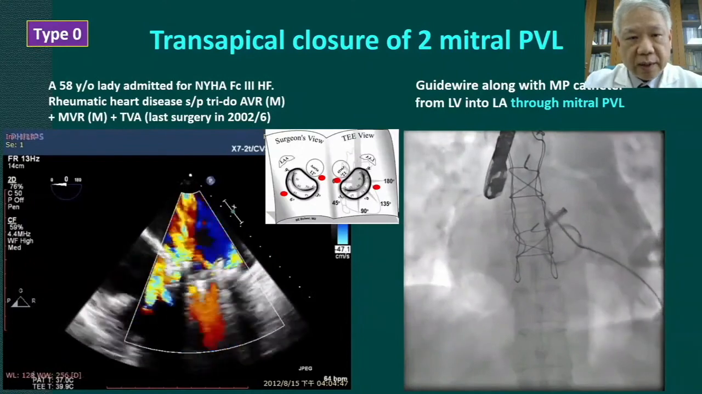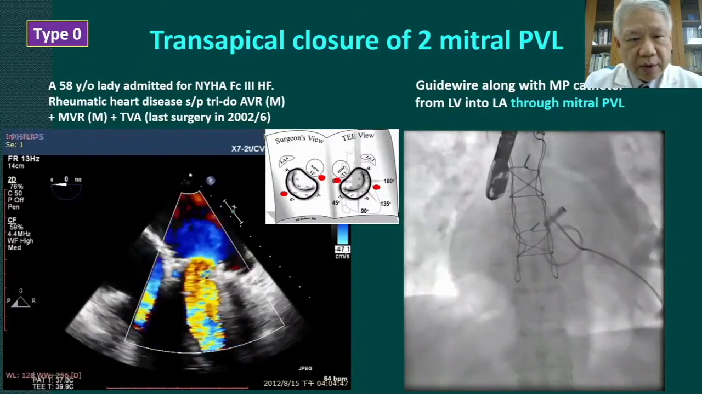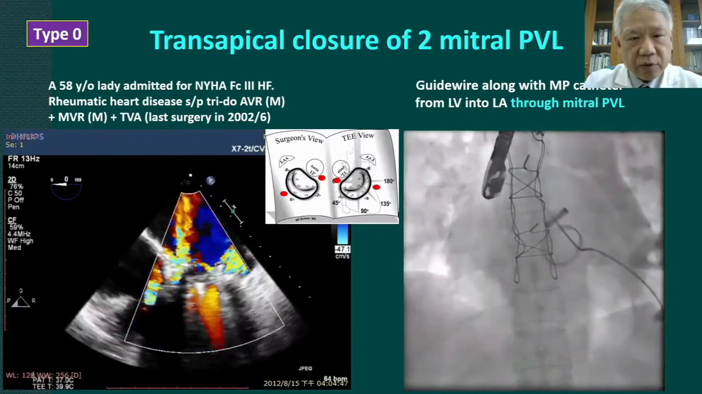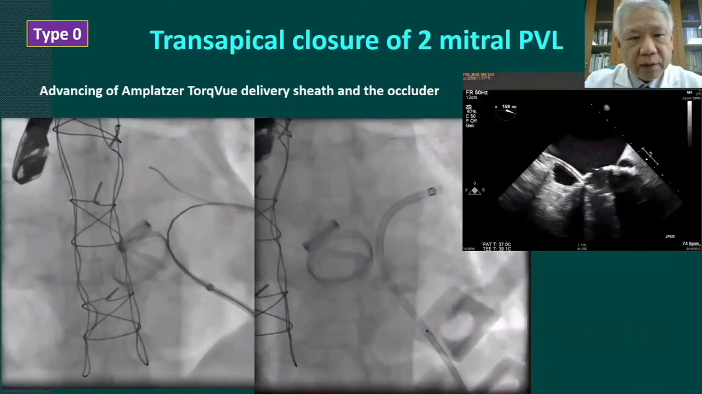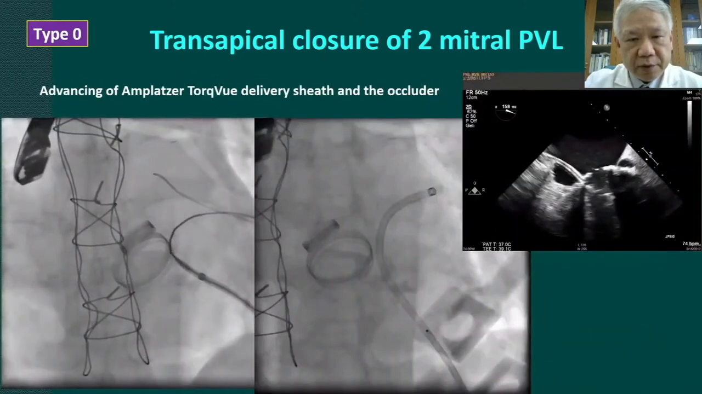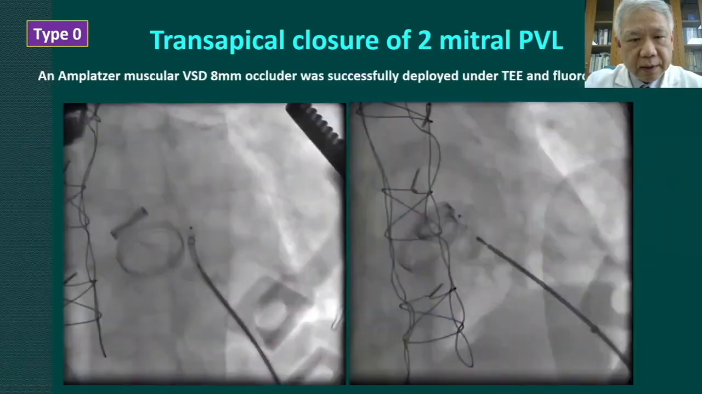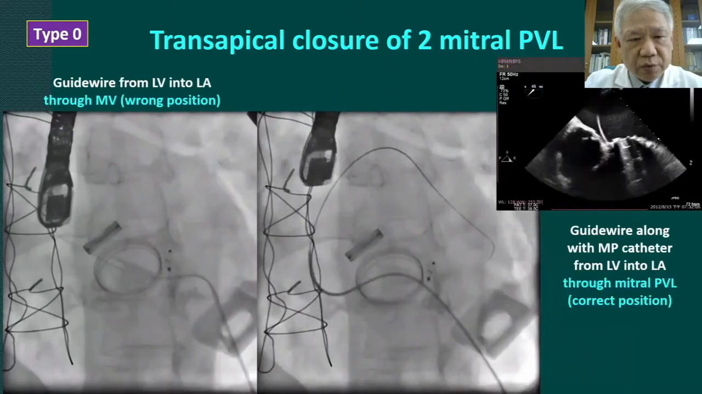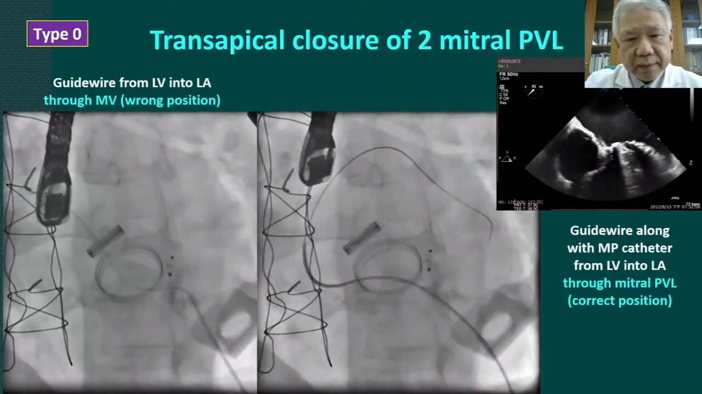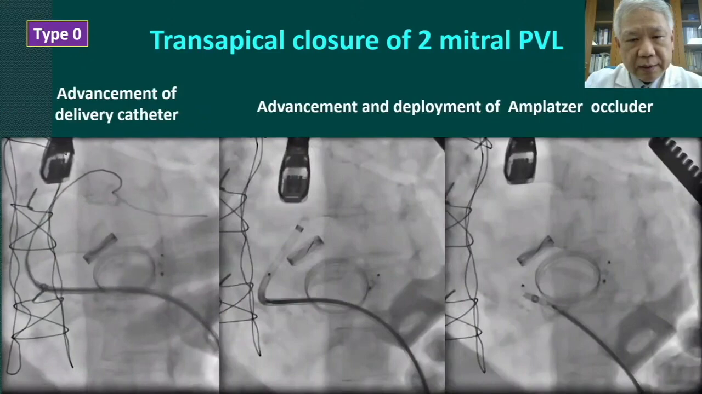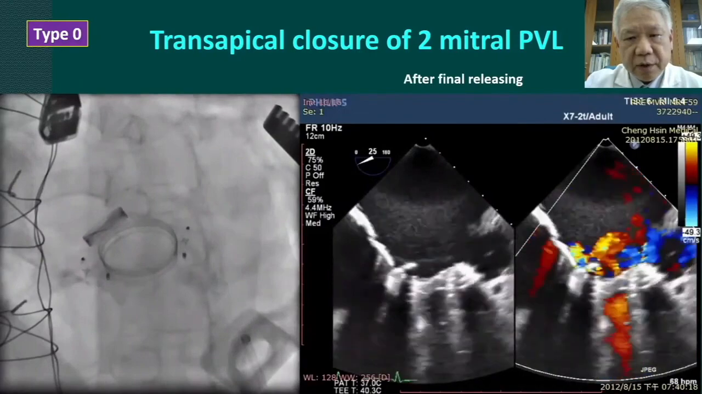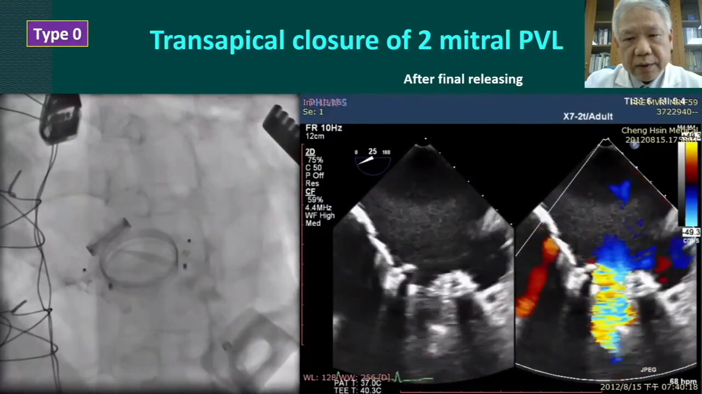I show you a case with type 0 isolated, separated defects on either side of the mitral leaflet. We approach one of them first and deploy the occluder successfully. Then we switch to the other defect and deploy another occluder successfully. Finally, the 2 occluders can seal the PVL very well.